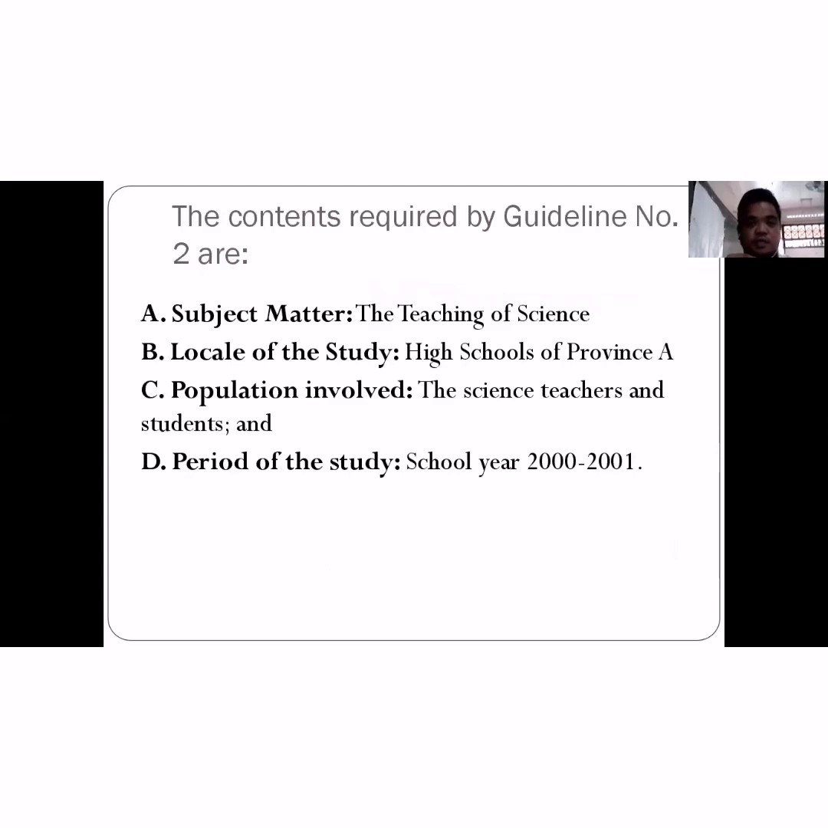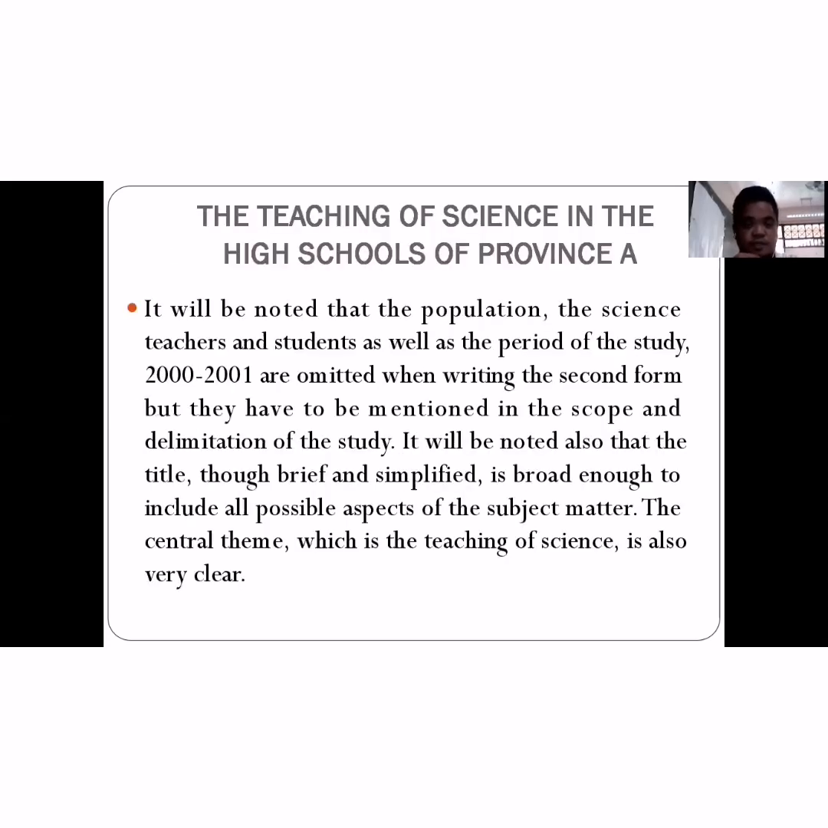So the contents required by guideline number 2 are the following: A, subject matter, the teaching of science. Letter B, locale of the study, high schools of Province A. C, population involved, the science teachers and students. And letter D, the period of study, school year 2000 and 2001. The teaching of science in the high schools of Province A.